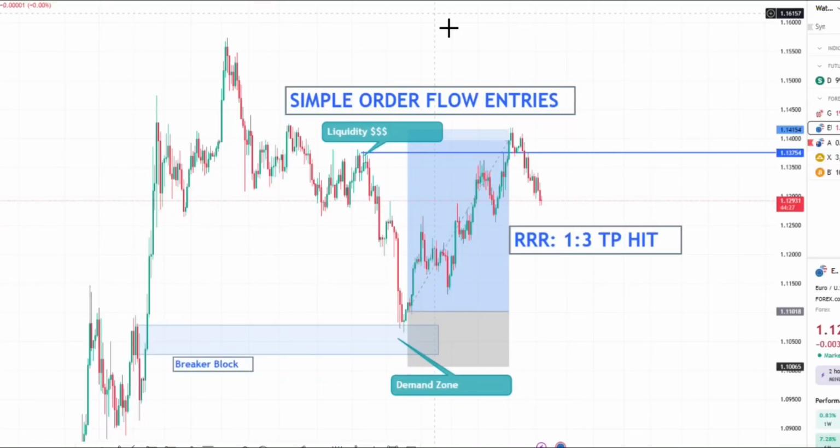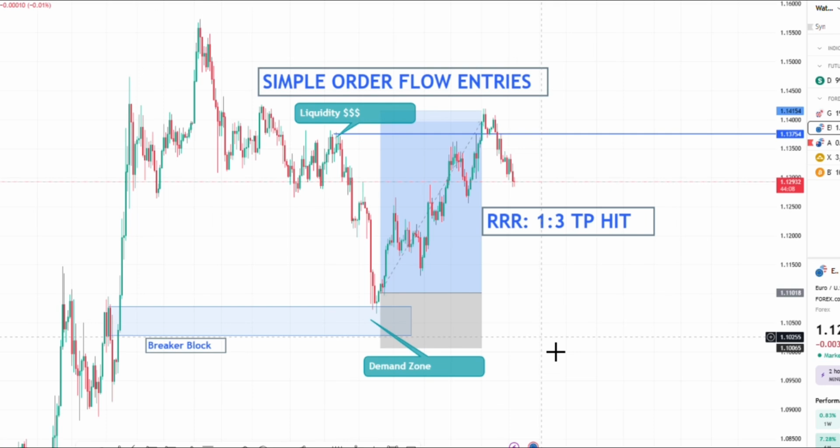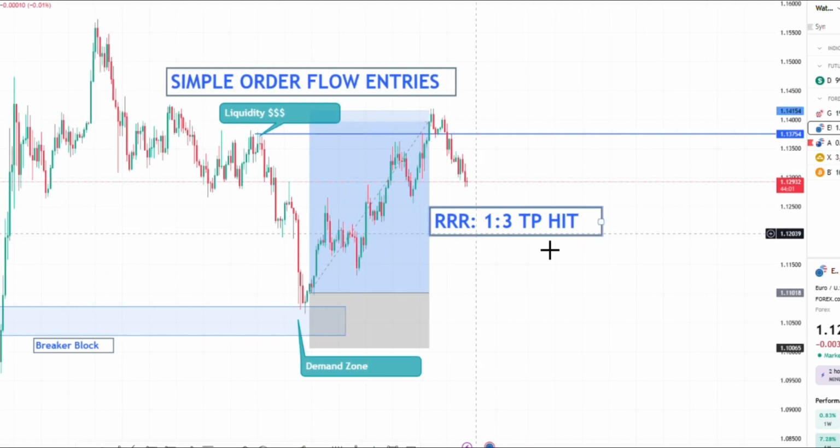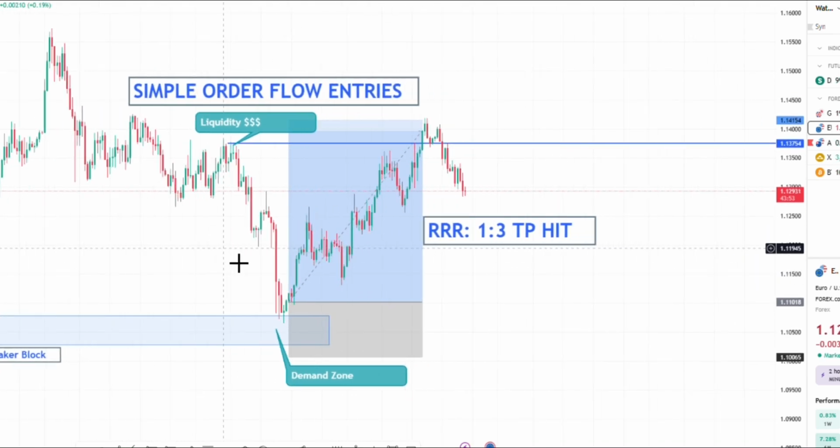Today I'm going to be showing you a simple strategy called the order flow entries. It's a simple order flow entry, how we caught this trade hitting an RRR of 1 to 3 TP hits on EURUSD. I'm going to break this trade down for you, how you can apply this setup. What we do on this channel is break down the entry procedure, how you can easily catch your trade. Trading is easy, you don't have to complicate your trading strategy. If you use this one simple strategy that I'm about to break down for you, you're going to be able to catch this trade.